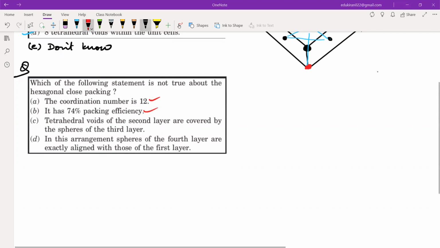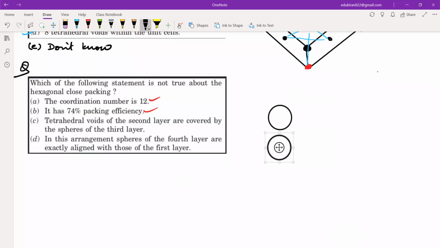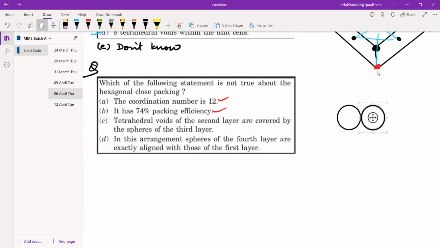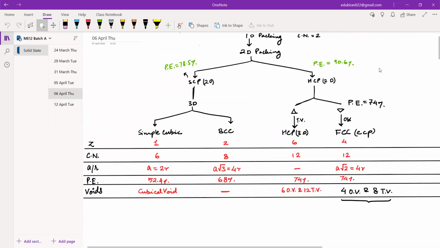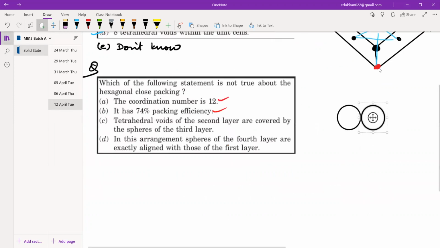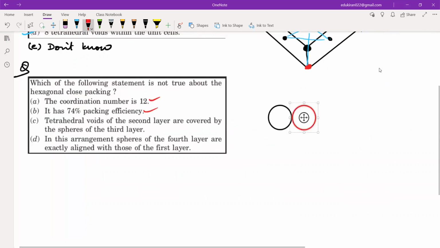See, this is HCP, na? Hexagonal close packing. Achha, we have the chart, na? So you can see here, in the chart only. If we have ABAB type, and I cover the tetrahedral void, then only I am getting an HCP structure. So that is also correct. See, that chart is very important. So tetrahedral voids of the second layer are covered by the spheres of the third layer, and then only we are getting it.